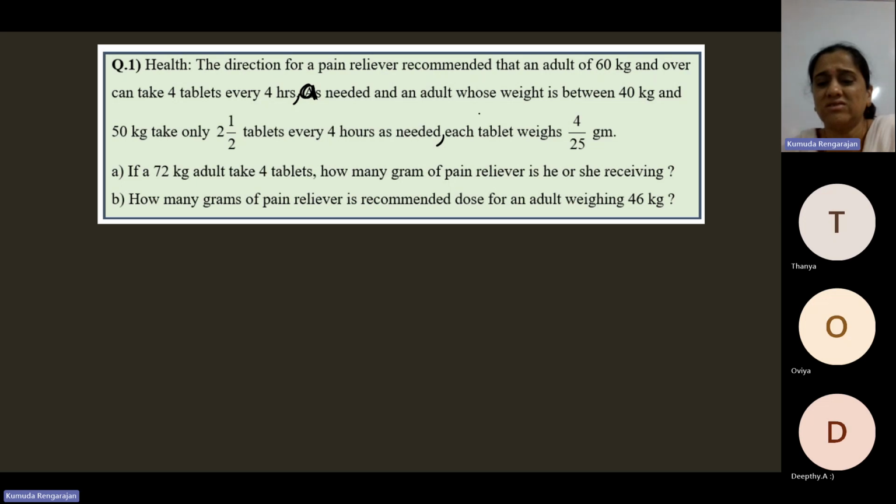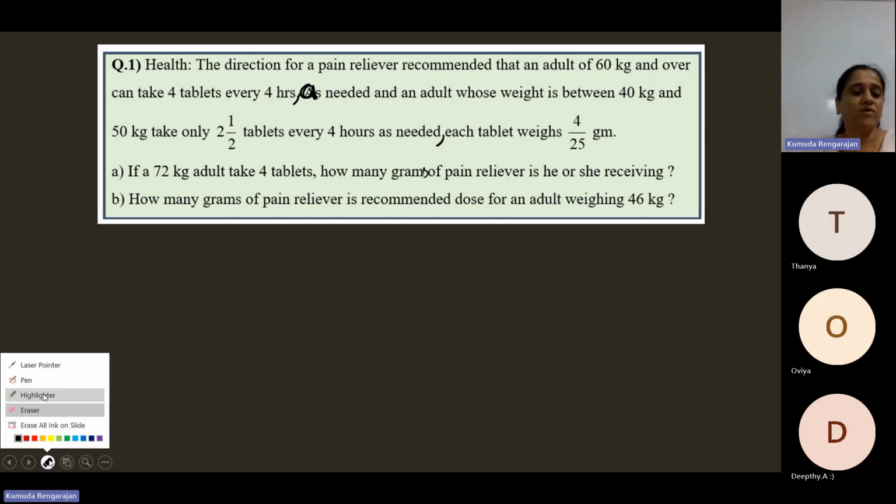There are a lot of mistakes with the language there. If a 72 kg adult takes 4 tablets, how many grams of pain reliever is he or she receiving? My God, like a tongue twister for me. So how will you find the answer for this one?